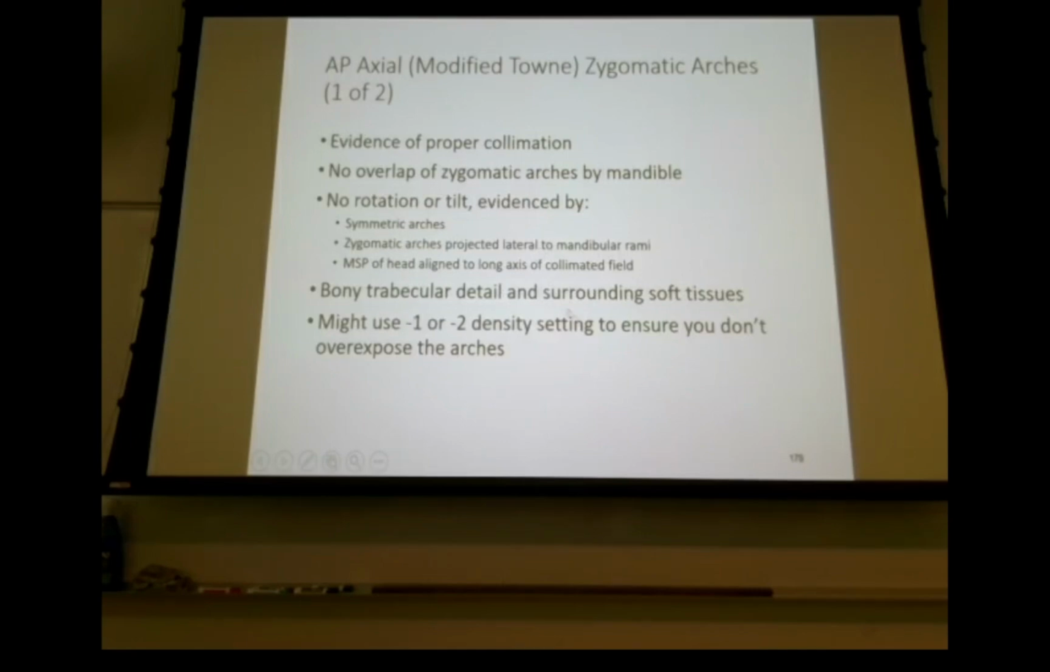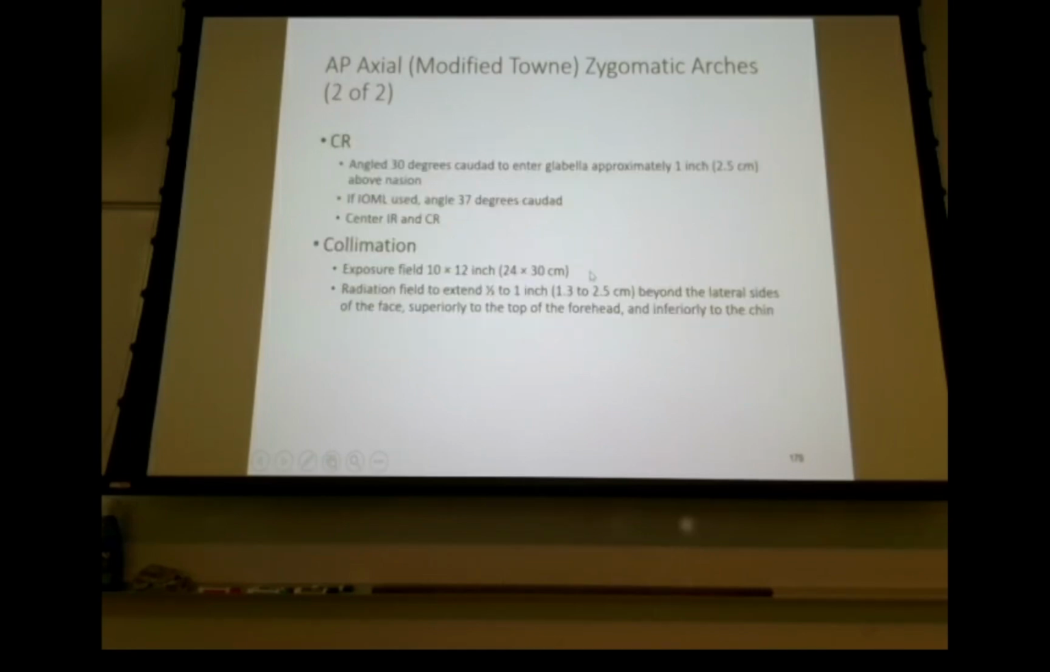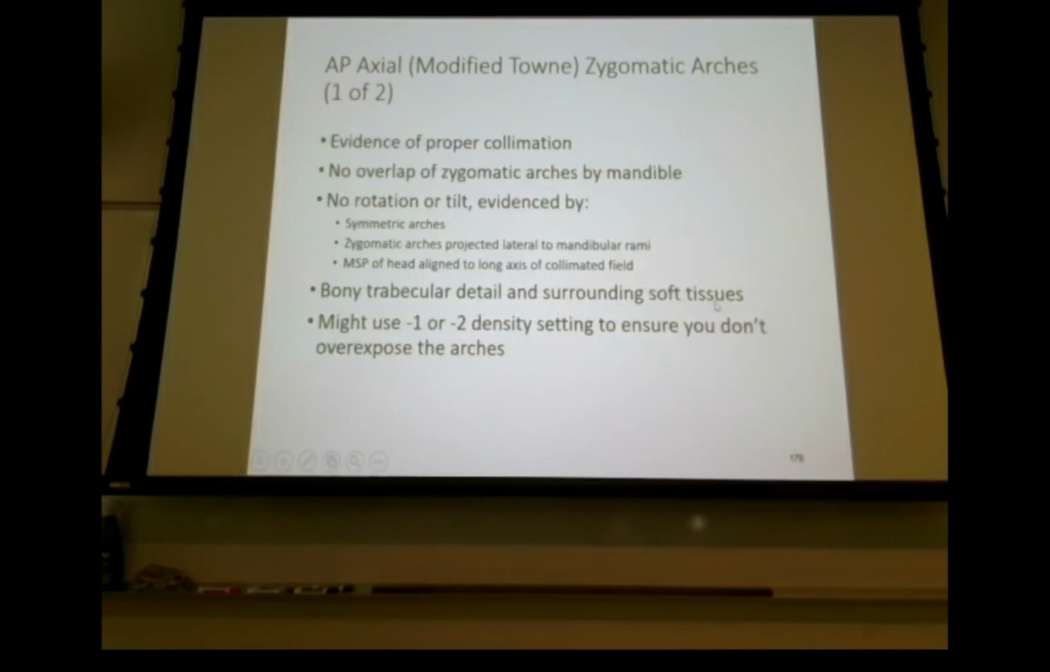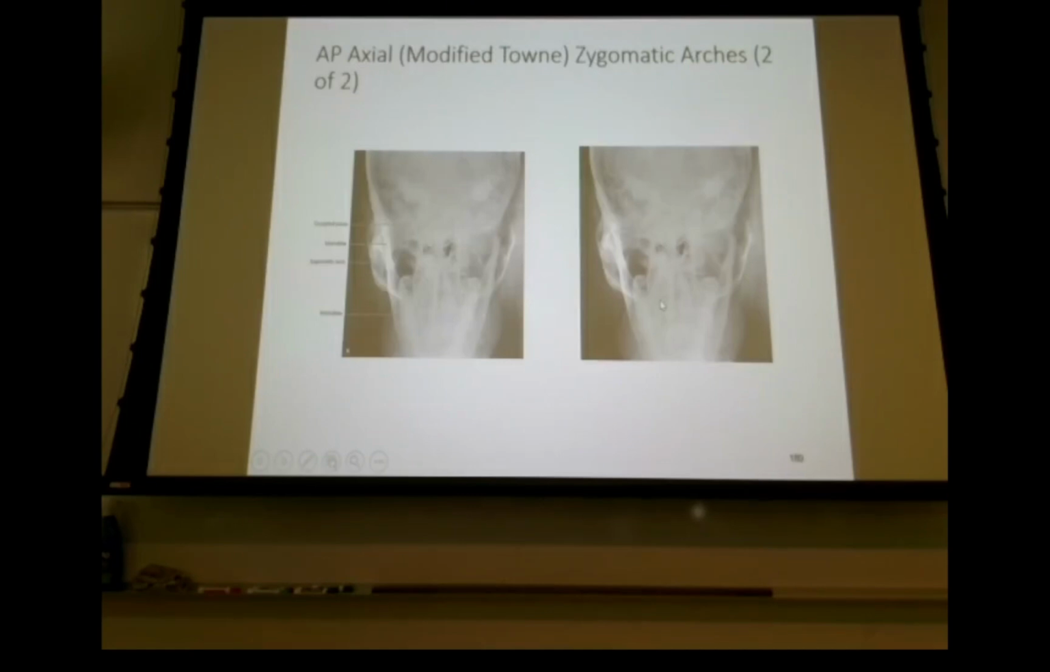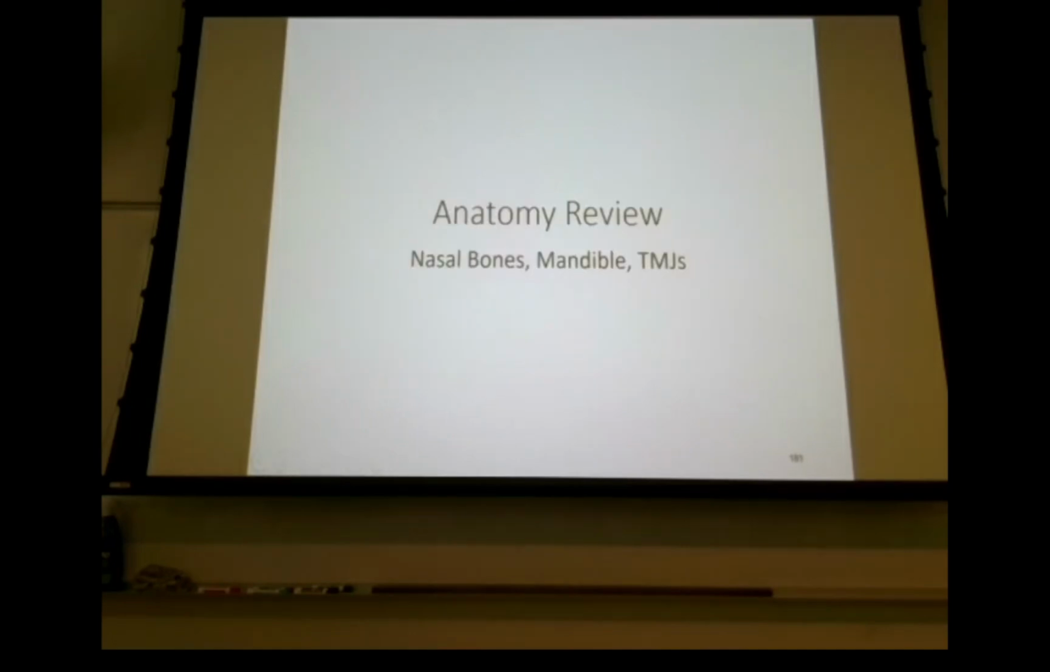And our central ray location is going to be just a little bit lower, approximately 1 inch above the nasion. And that's what we should see. So we don't need, again, the entire skull. We can collimate down to a smaller area than this, but these are the zygomatic arches here. Can be tough to image.